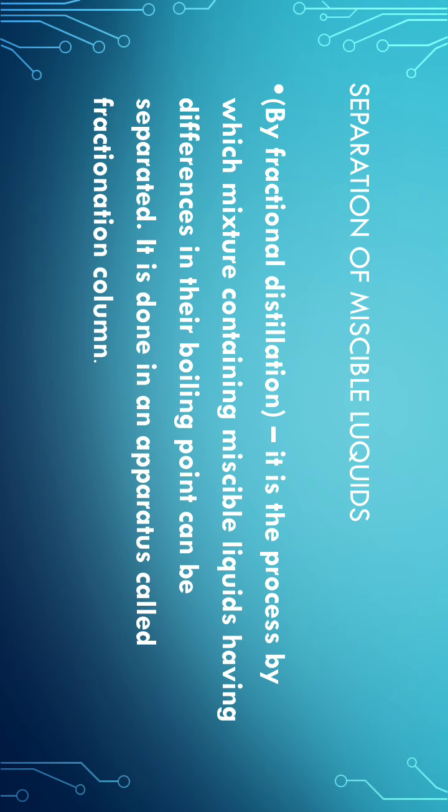So fractional distillation is done in a special apparatus, and in that the mixture of miscible liquids is kept. All the components present in that mixture have different boiling points, and the component having the lowest boiling point boils first and vaporizes, and simultaneously other components which have higher boiling points also vaporize. After condensing those vapors one by one, we can obtain the different types of liquids. Let us understand this by this diagram.